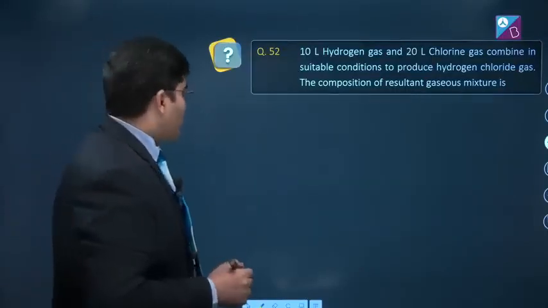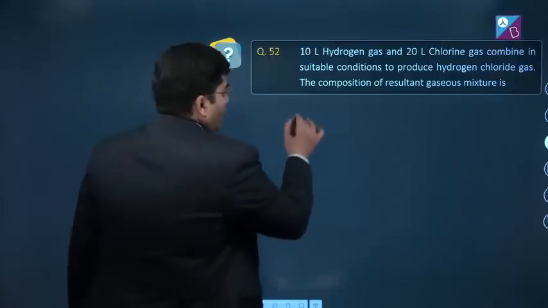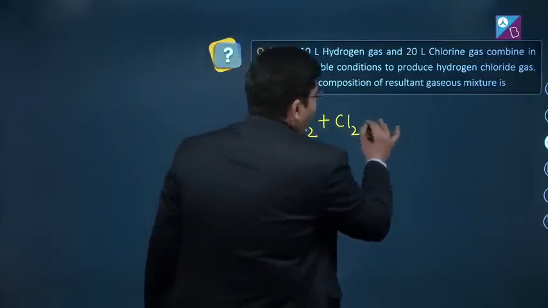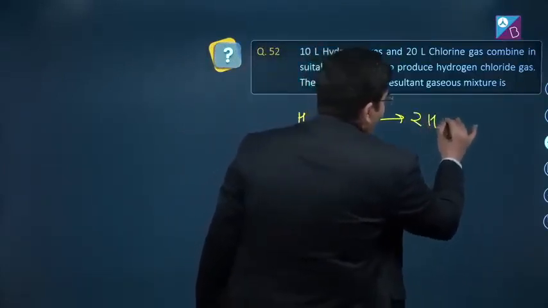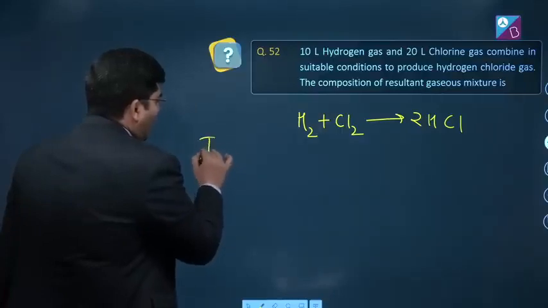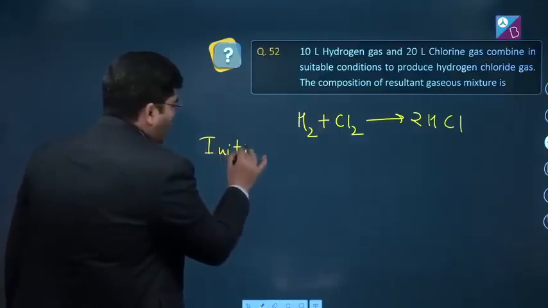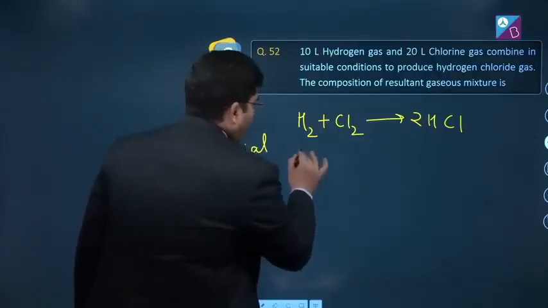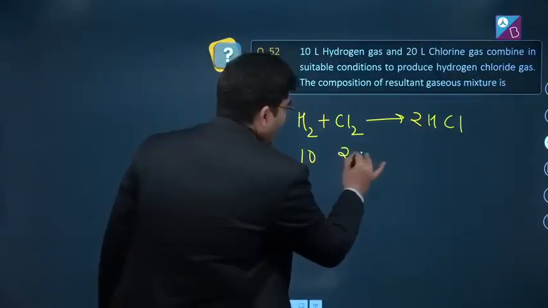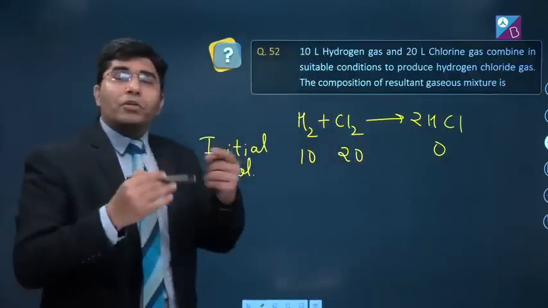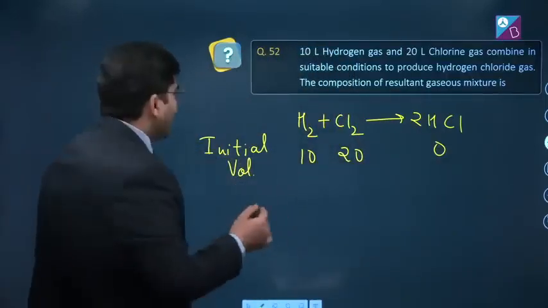So first we have to write down the balanced equation. So H2 plus Cl2 will give us 2 HCl. Okay, we know that, हमको मालूम है. First हम लोग क्या लिखेंगे यहाँ पे? Initial volume. Initial volume will be 10 liters, 20 liters, and this is 0, right? Now what will happen after the reaction, right? That we have to find out.